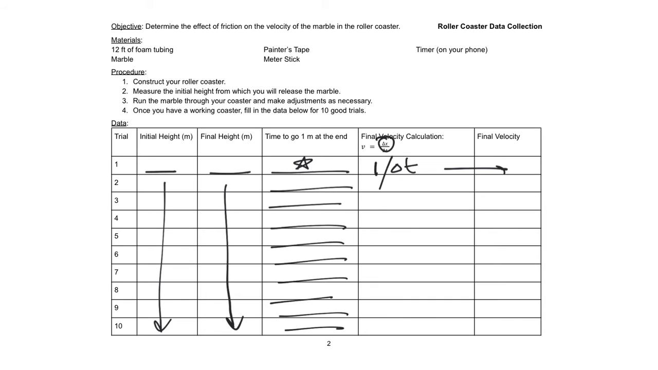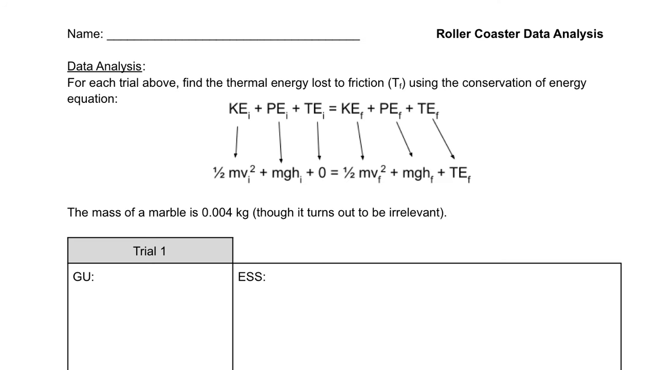And now we're going to take this data and analyze it on the next few pages. So I'm going to show you how to do that. On the next page that says roller coaster data analysis, you're going to be using this equation, which came from this one. It's just expanded out. And you're going to solve it for thermal energy final, which is exactly what the instructions say. It says for each trial above, find the thermal energy lost to friction, which is the thermal energy final, using the conservation equation, which is written here.